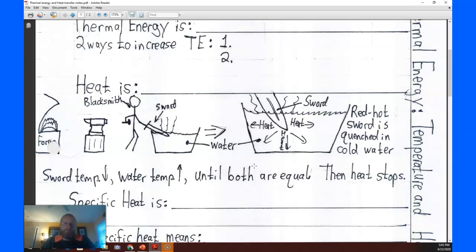Heat stops when the two objects are the same temperature. It can't flow, because it always flows from high to low. If they're both equal, it can't flow anymore. That makes sense? Good.